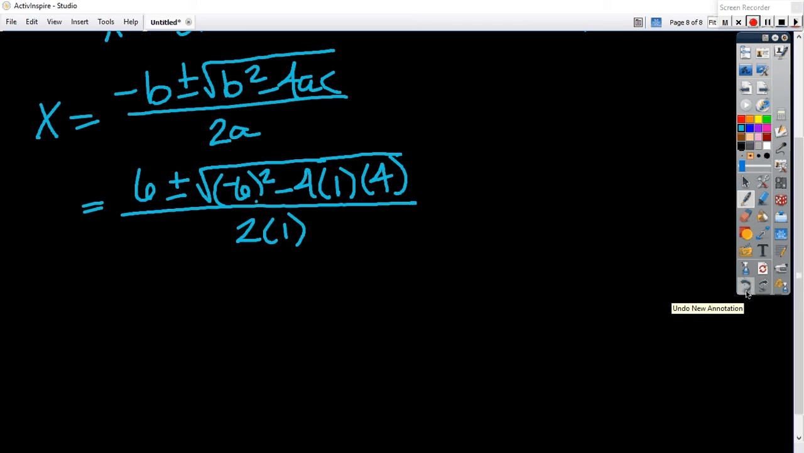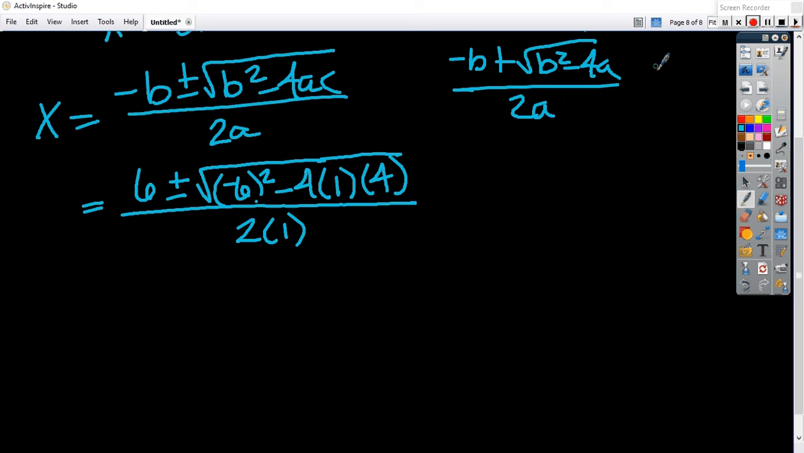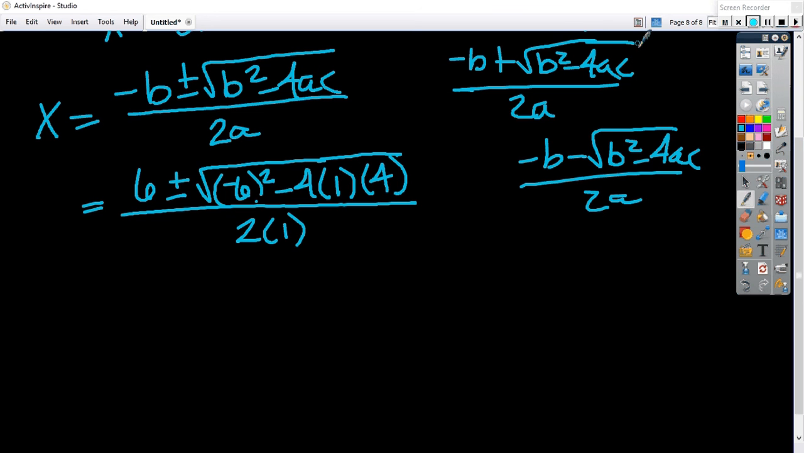This really, you could split it up. You could say opposite B plus the square root of B squared minus 4AC over 2A, and you could say opposite B minus the square root of B squared minus 4AC all over 2A. It's just telling you there's two answers. It's the plus or the minus.